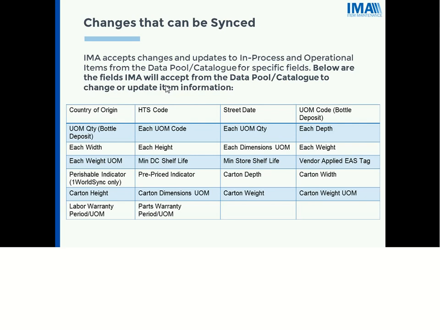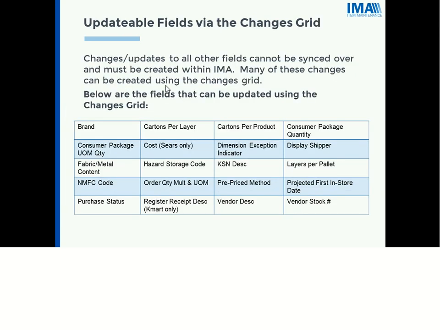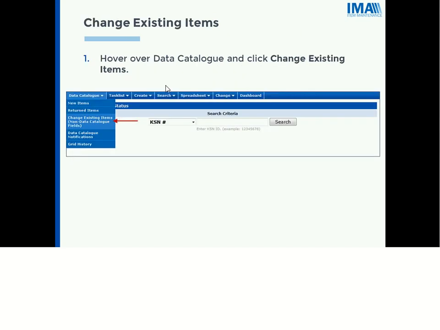So all of these fields listed here are fields that IMA will accept from the data pool catalog to change or update item information. However, there are several fields that you cannot sync over. Most of these cannot be synced over to begin with. There are a few that can be synced over initially, but not for changes. So these specific fields can be changed using the Changes grid.